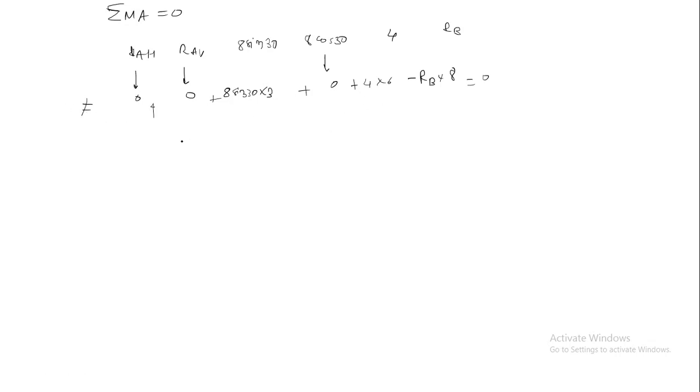So what will be the answer? RB is equal to 8 sin 30 into 3 plus 24 divided by 8. So RB will be equal to 4.5 kilonewton. Let me calculate. 8 sin 30 is what?